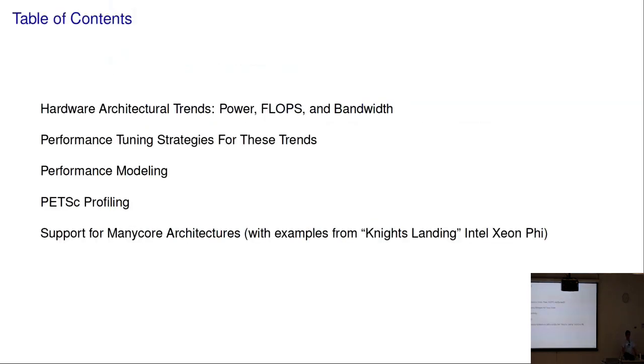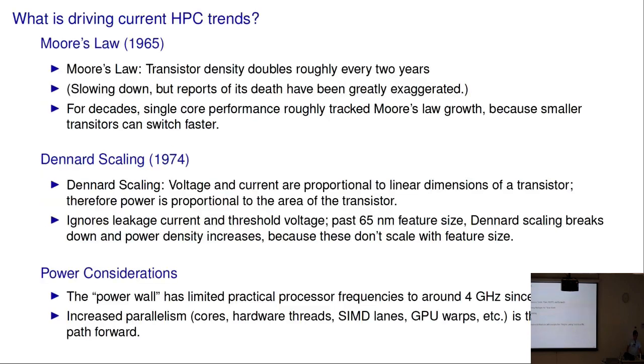I'm going to talk about the driving forces behind some of the hardware architectural trends we've seen, and what those mean for us when we are tuning our software. Then I'll talk some about performance modeling, PETSc profiling, and then some specific things that we're doing in PETSc to support many-core architectures. And I'll talk about some practical examples that use the second generation Knights Landing Intel Xeon Phi.